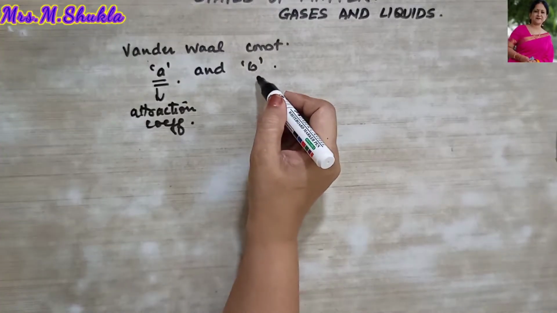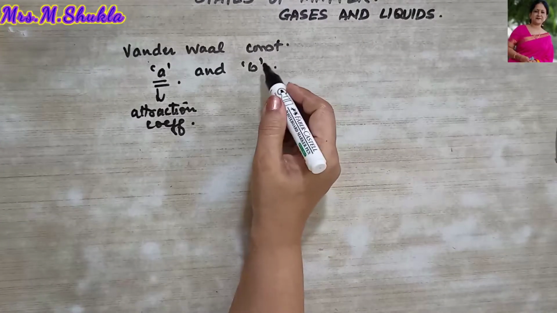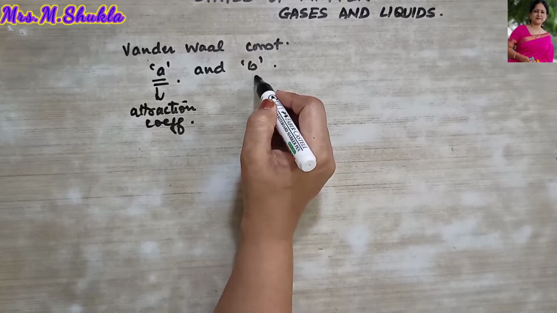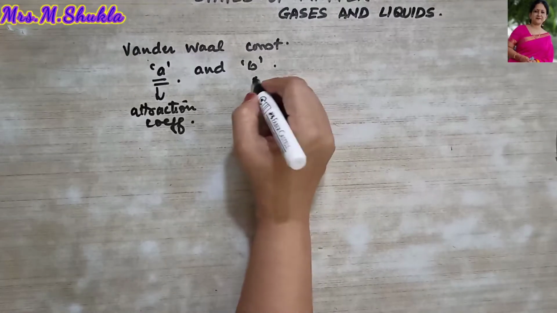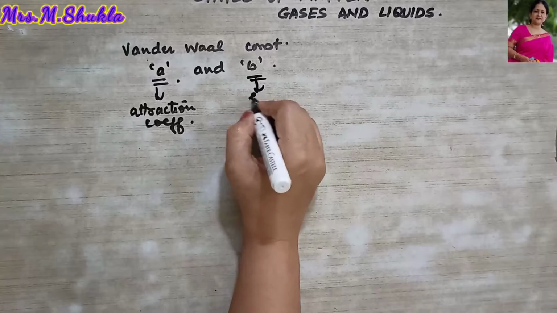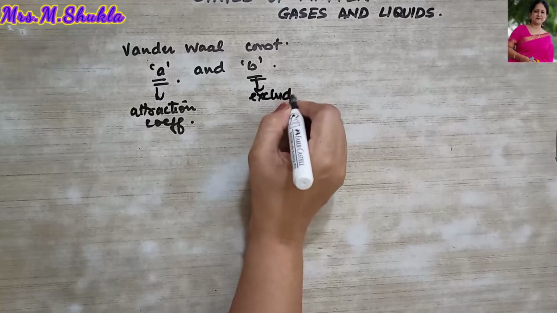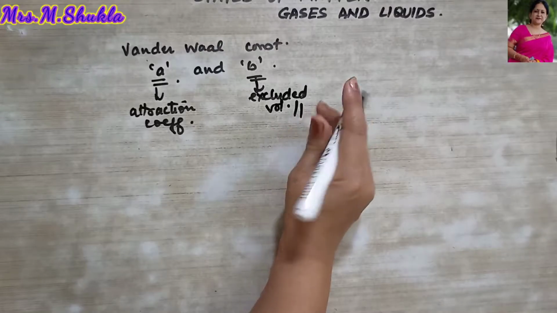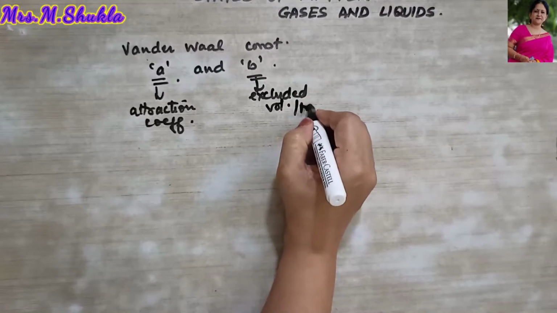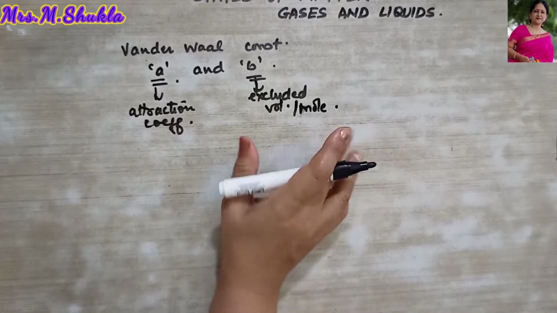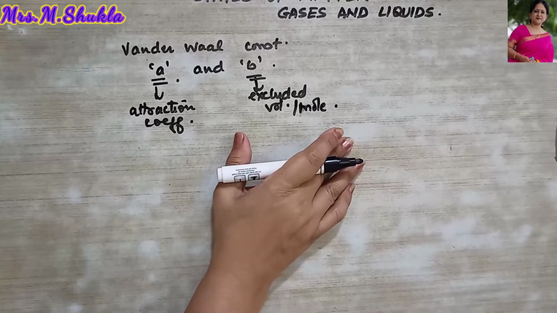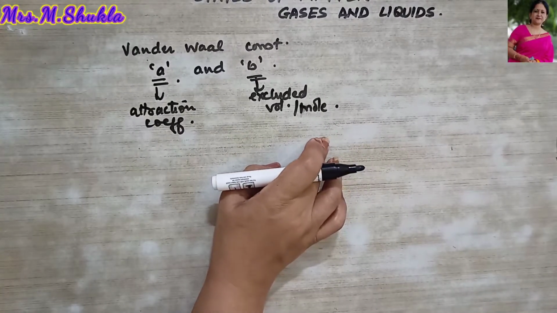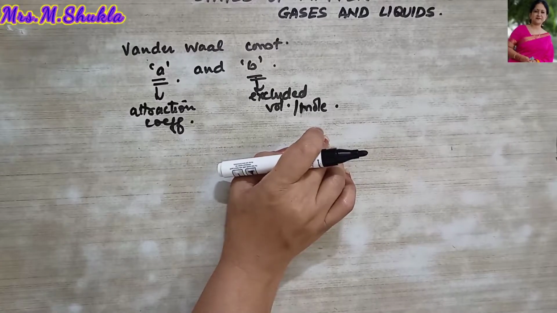Now let's talk about the significance of the constant B. This van der Waals constant, what is this termed as? This is called the excluded volume per mole, isn't it, of the gas. It is a measure of the effective size of the molecules of the gases.